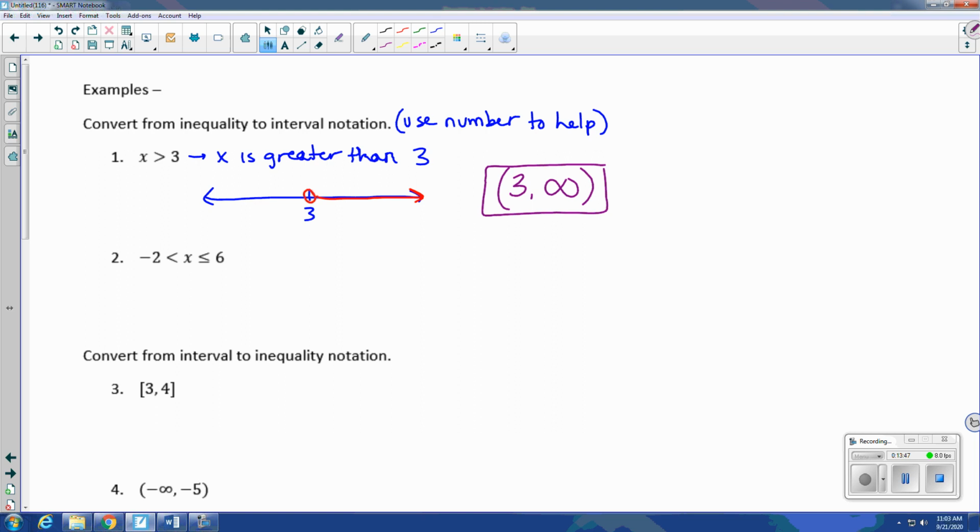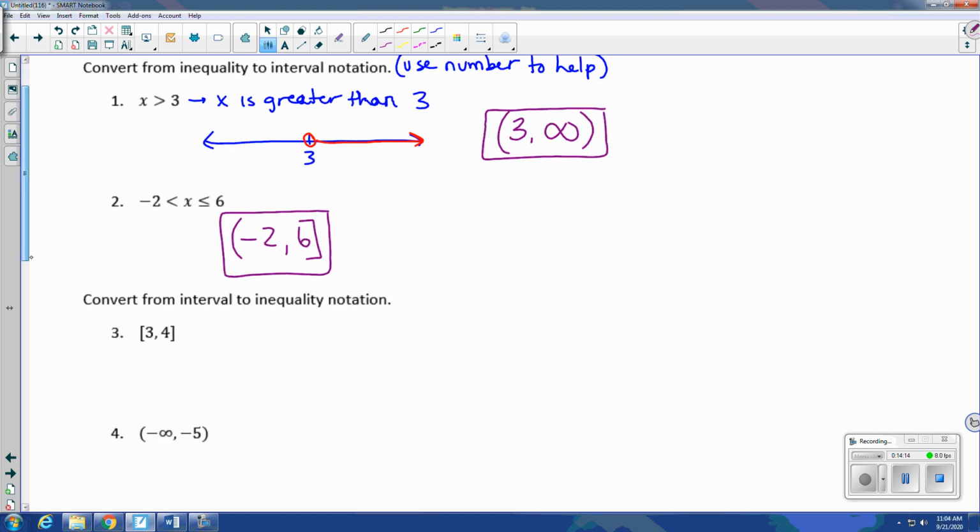For number 2, it's caught between two numbers. They are showing you the two numbers that you need in your interval notation. So I'm just going to write down the two from least to greatest. Now, I just need to indicate if they are included. -2 is not included because it's just greater than. And then 6 is included, because x is less than or equal to 6. So I put a bracket, and there's my interval notation for that.